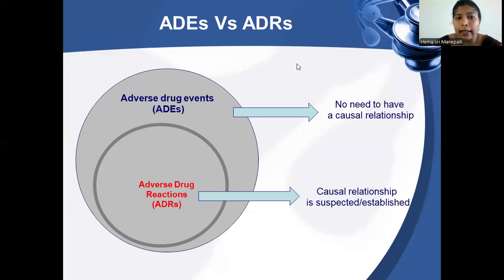So here this diagram represents adverse drug events. There is no need to have a causal relationship, but in adverse drug reactions, a causal relationship is suspected and/or established.